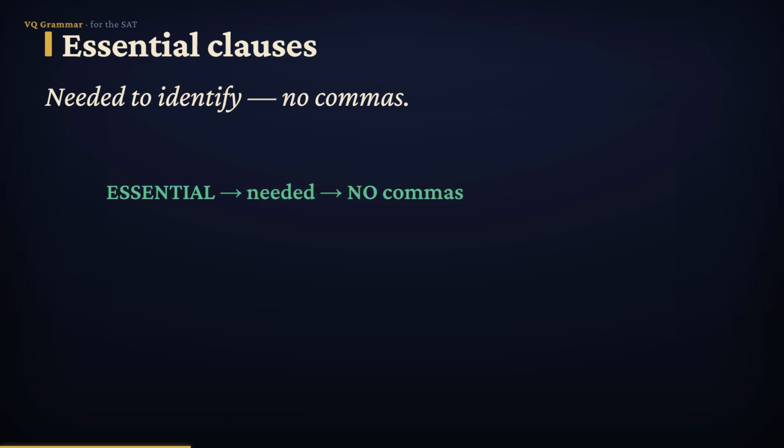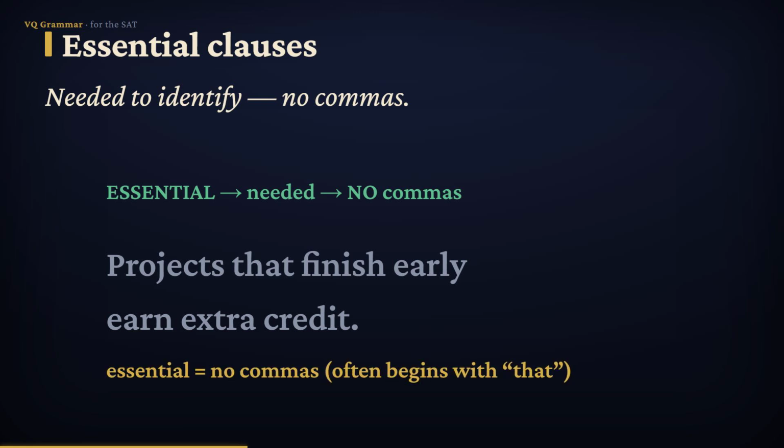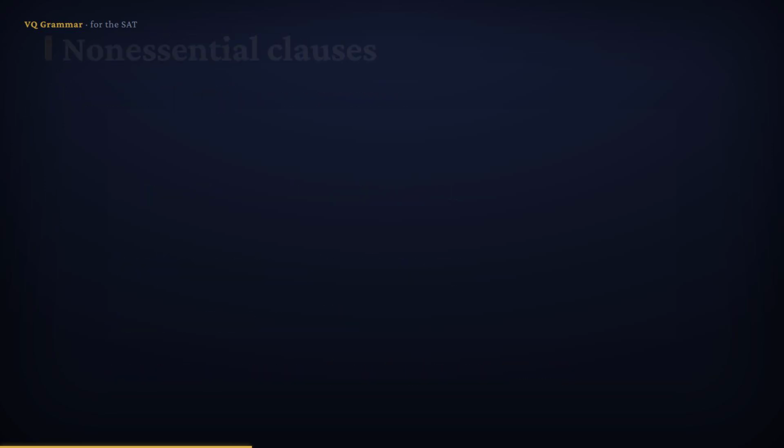Adjective clauses come in two flavors, and the difference controls the commas. First, the essential clause. It's needed to identify exactly what it modifies, so it takes no commas. Projects that finish early earn extra credit. Which projects earn credit? Only the ones that finish early. If you removed that clause, the meaning would change. You'd be saying all projects earn credit. Because it's essential, no commas, and an essential clause often begins with that.